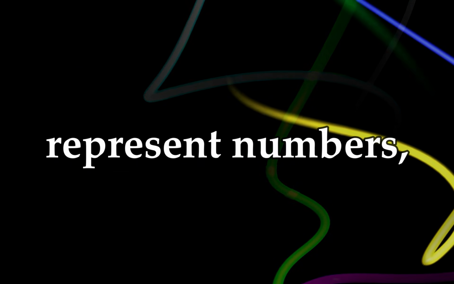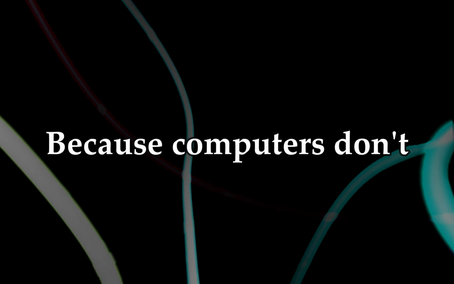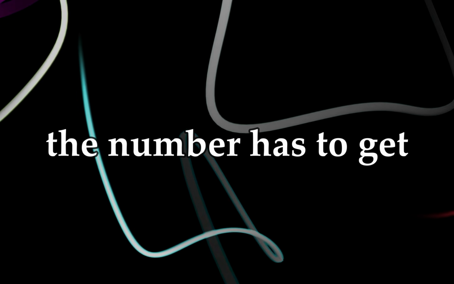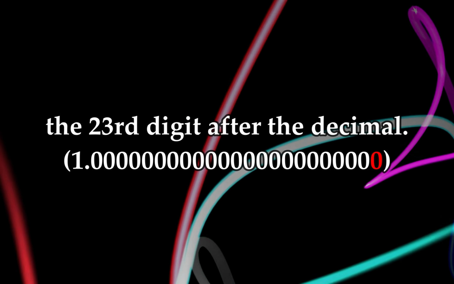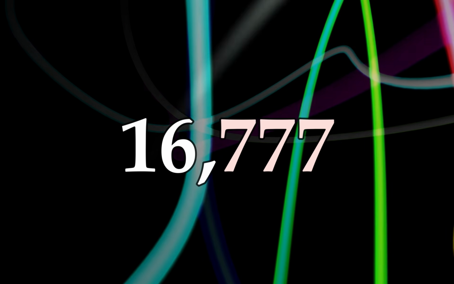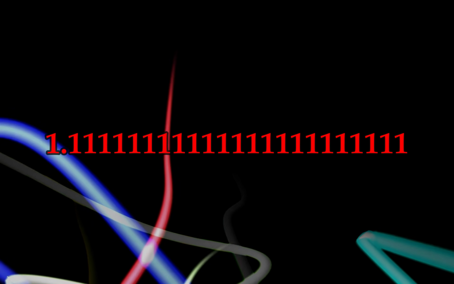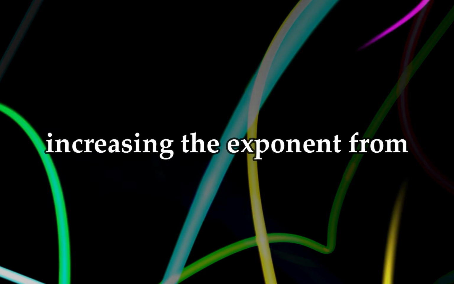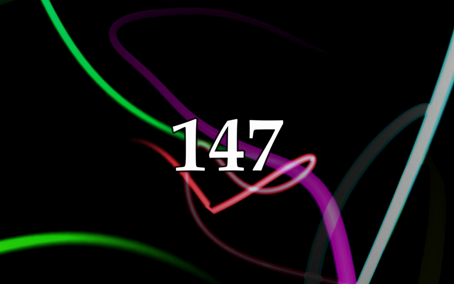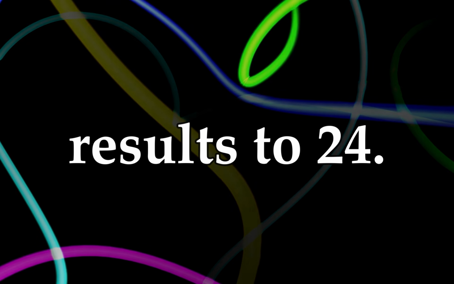Now this is a solid way to represent numbers, but there's a fatal flaw in the system as the numbers grow larger. Because computers don't have infinite bits, the number has to get truncated eventually. In this case, the 23rd digit after the decimal. This works fine up to right below 2 to the 24, or 16,777,215, which fills the mantissa, making it look like this. Adding more after this point can overflow into the exponent section, increasing the exponent from 147 to 151, in which we minus 127 results in 24.